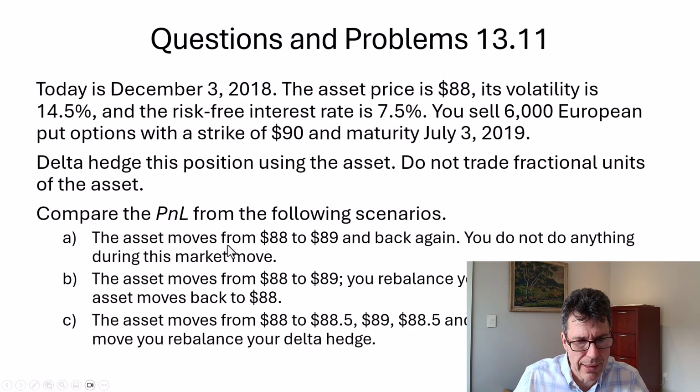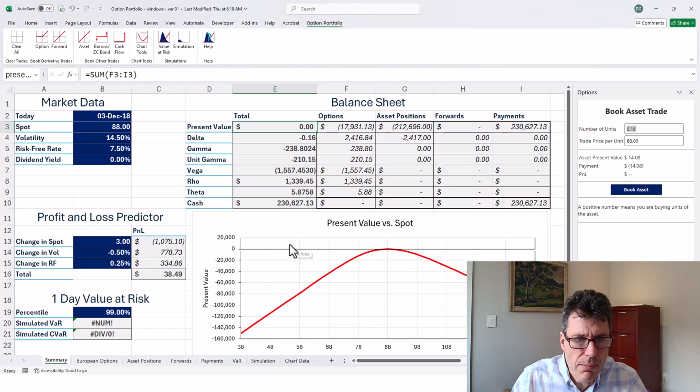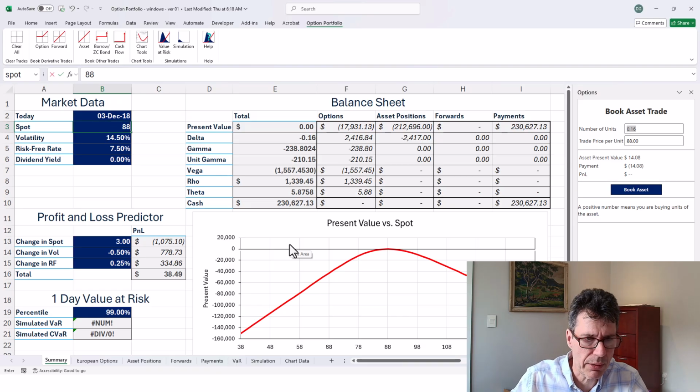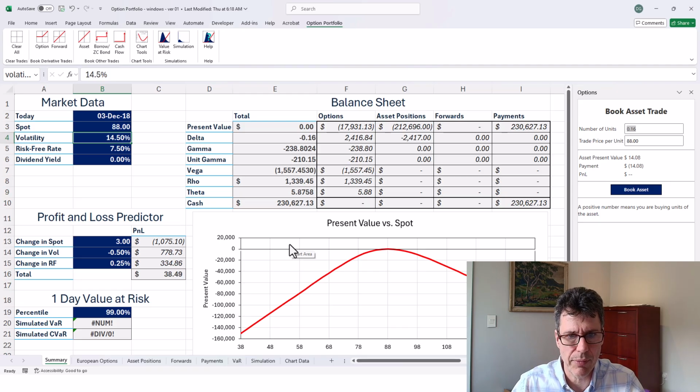First scenario, the asset moves from 88 to 89 and back again, and we don't do anything during the market move. Well, I can predict what's going to happen. 88 goes to 89. We lose some money. We don't hedge our delta. It goes back down to 88, and we make that money back. So again, this first scenario, if we do nothing, then we neither make nor lose money.